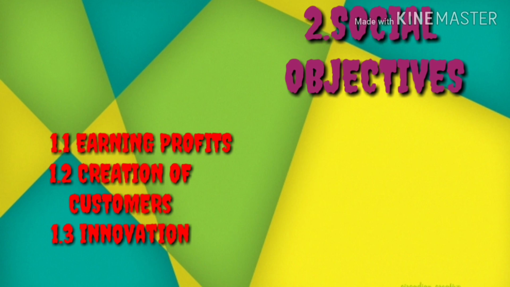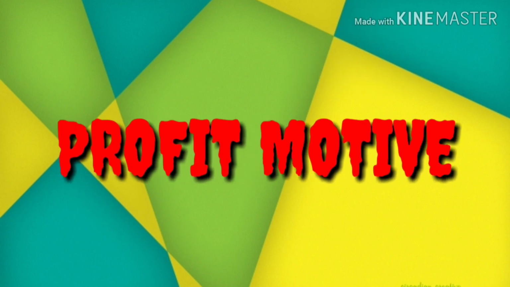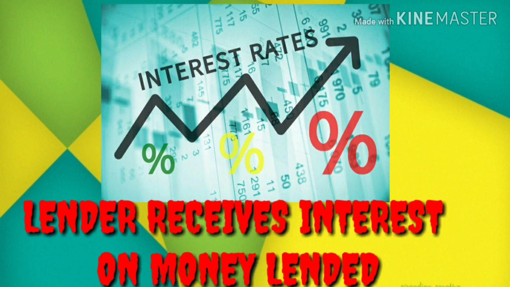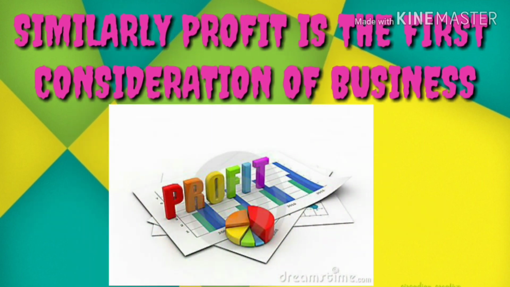So guys, the first objective, that is economic, is profit making. The main objective of any business is to earn profits. Any business is established to earn profits. Just like a lender receives interest on money he lends, a landlord receives rent on the building rented. In the same manner, profit is the first consideration of the business.